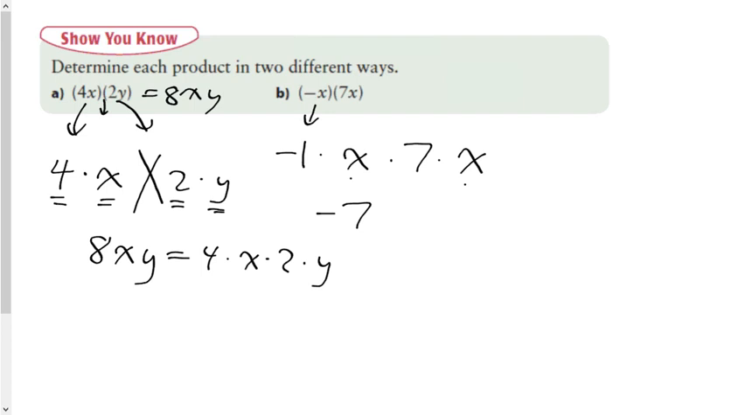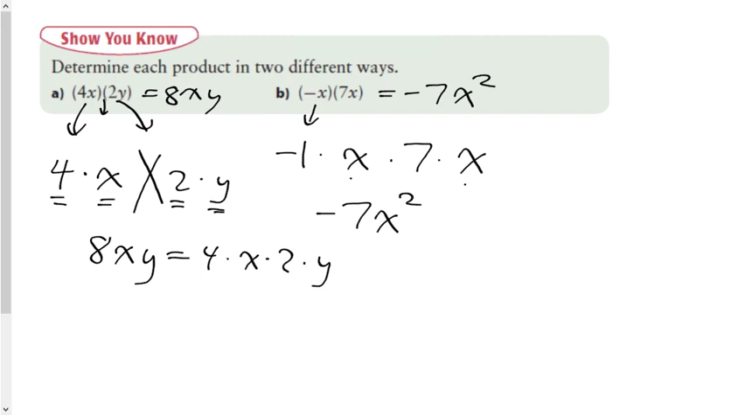And since an x times an x, since we know about exponents, we know that x times x is going to be x to the exponent of 2, or x squared. And therefore, our solution for this one will be negative 7x squared. And if you compare the two methods that we used, both times we got the same answer, but we did it a different way.